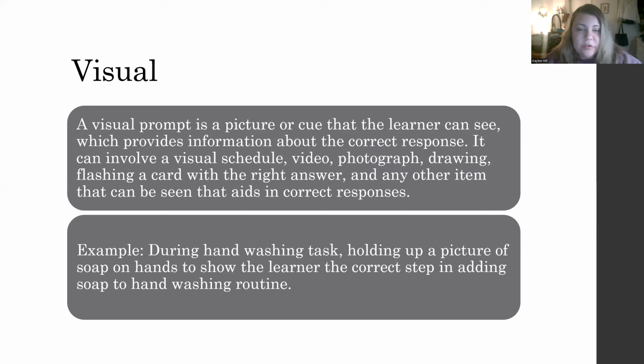A visual prompt is a picture or cue that the learner can see which provides information about the correct response. It can involve a visual schedule, a video, a photograph, a drawing, flashing a card with the right answer, and any other item that can be visually seen that aids in correct responses. An example of this would be during hand washing. Say the client is struggling to remember to add soap to their hands. We can help the learner by showing a visual of soap on hands to teach the learner this step in the hand washing routine.